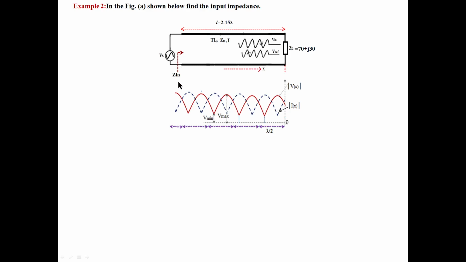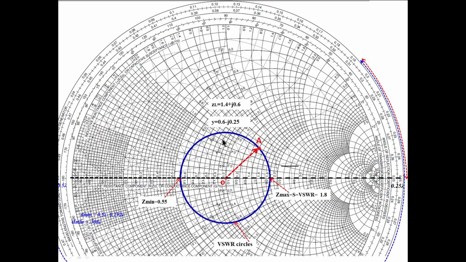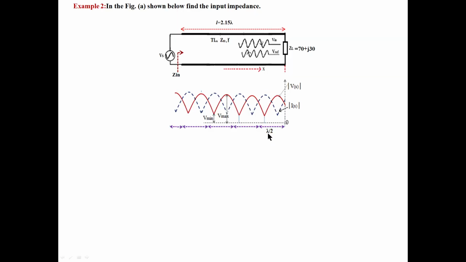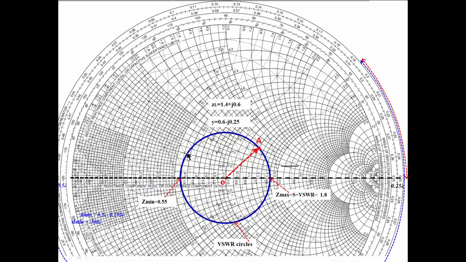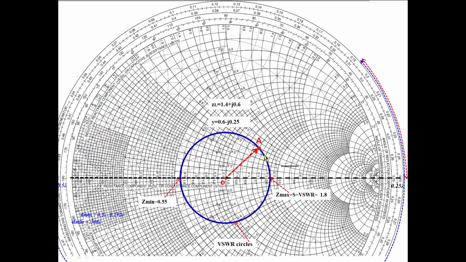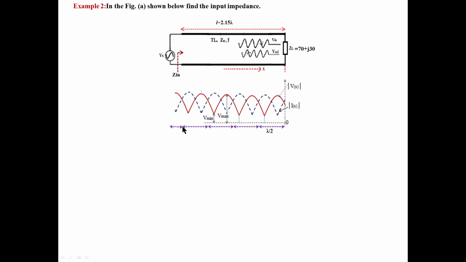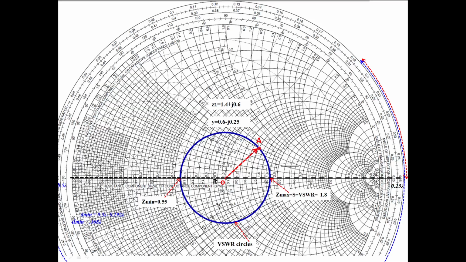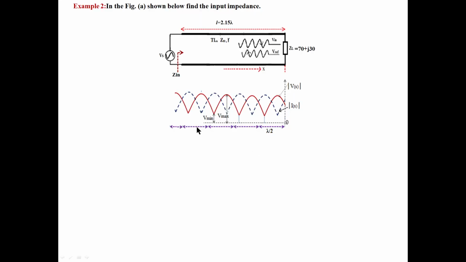To reach this point, if you travel lambda by 2, that means one complete cycle, you have to complete the circle once. Next, after traveling lambda by 2, again one more lambda by 2. That means again start here and rotate like this. So if you rotate four times like this over the circle, you will be coming to this point here. That is 2 lambda, but 0.15 lambda is left.